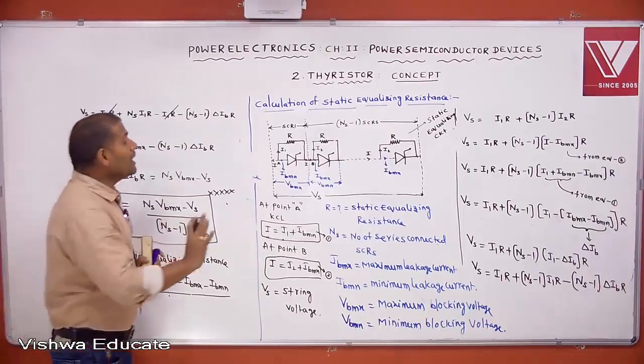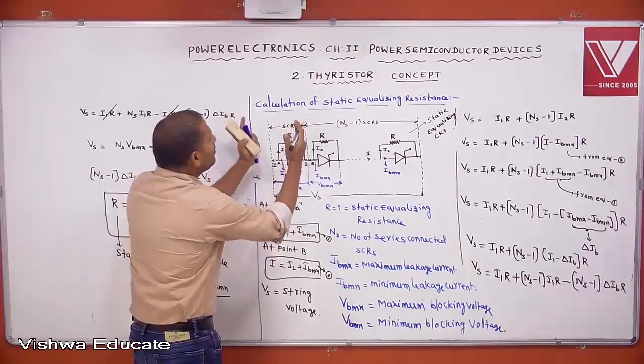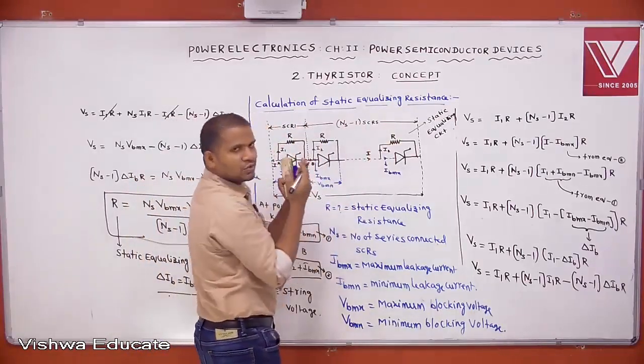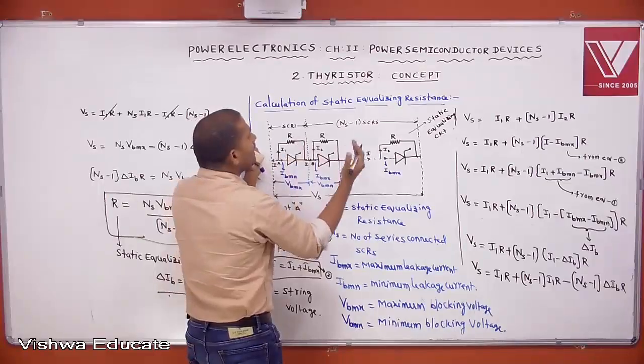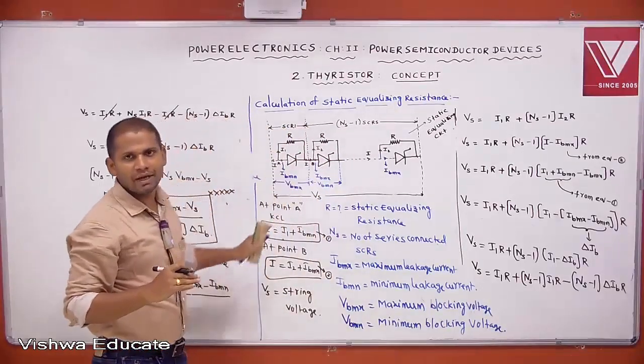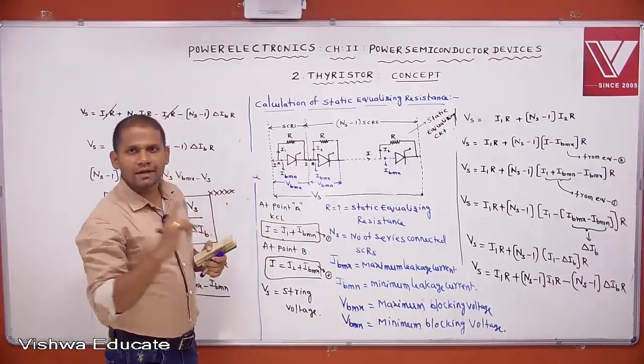Clear? Based on which assumption did I derive this? I am assuming that one SCR belongs to one category, and the remaining NS minus 1 SCRs belong to another category. Now to equalize these two, how much resistance can we connect? With that assumption, I derived this formula. This is one problem and this is the remedy.